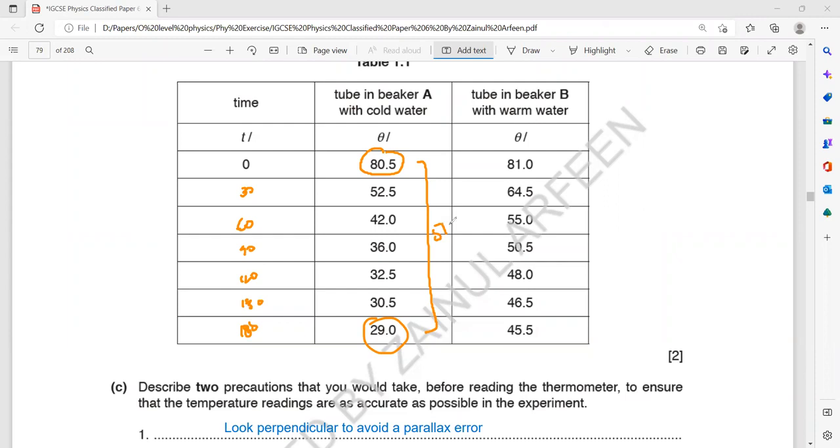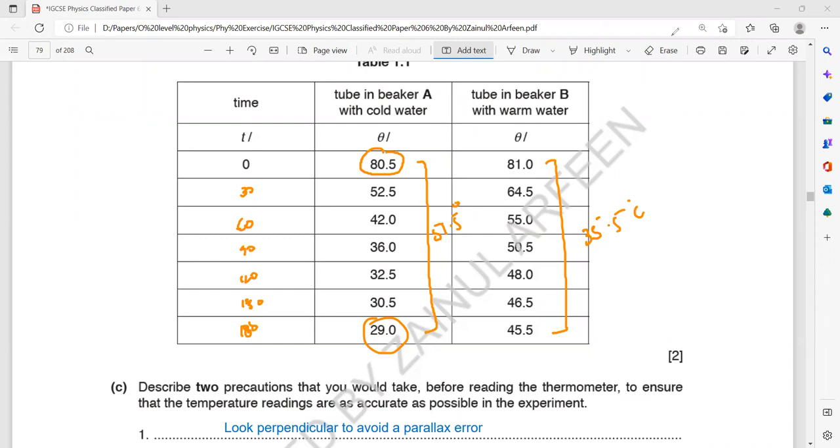So this will be 51.5 degrees. What about the temperature change for the second one? The other one is 81 to 45.5. How much is the temperature change? 35.5. And if I want the rate of cooling, like how much they cool down every second, what is the time interval? The time interval is 180.